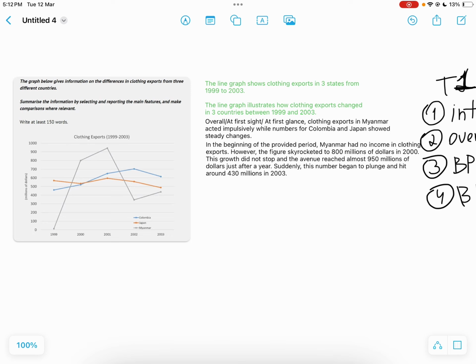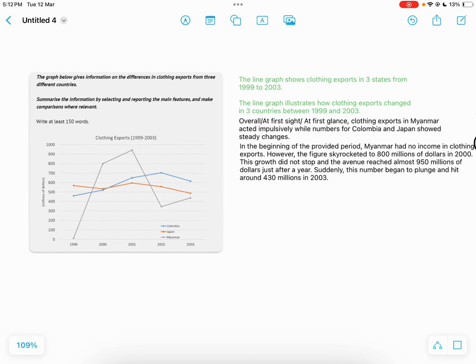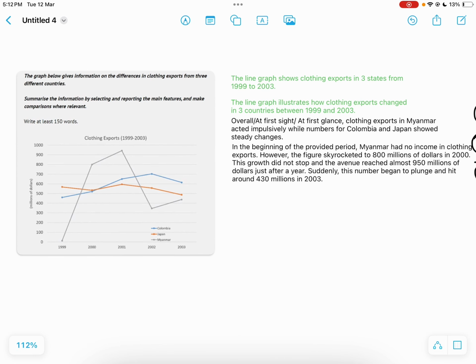So that's it. When you are going to write the body part, you just have to group the information first and start writing about your first group. It's also really good to use synonyms. It's not just good, it's very important. And also linking words, like however, suddenly, and so on. The more you use linking words, the better your essay will be. But they should also be meaningful.